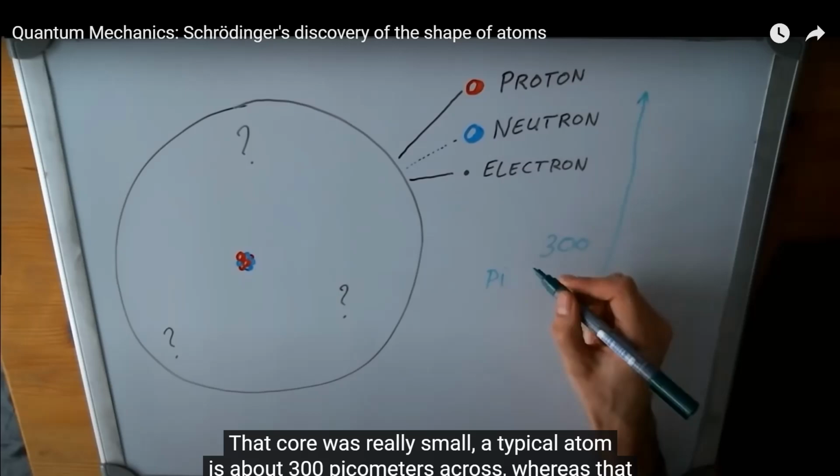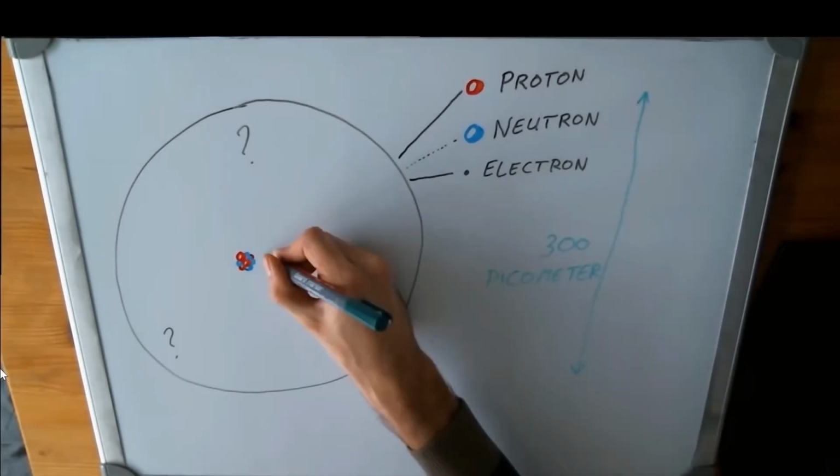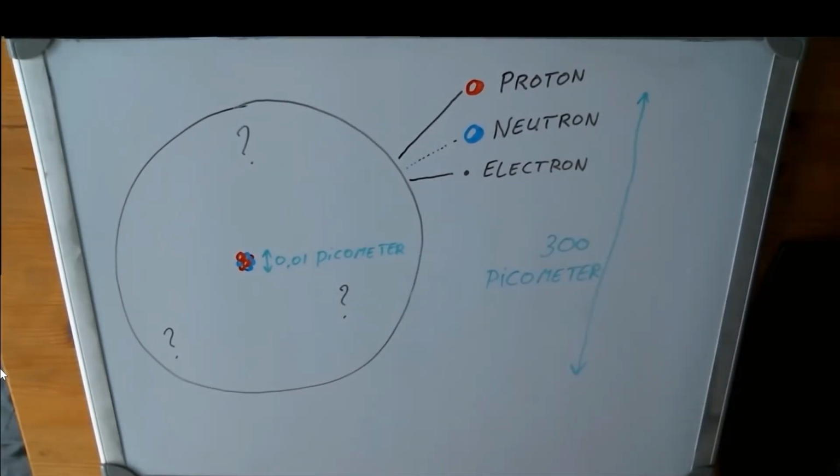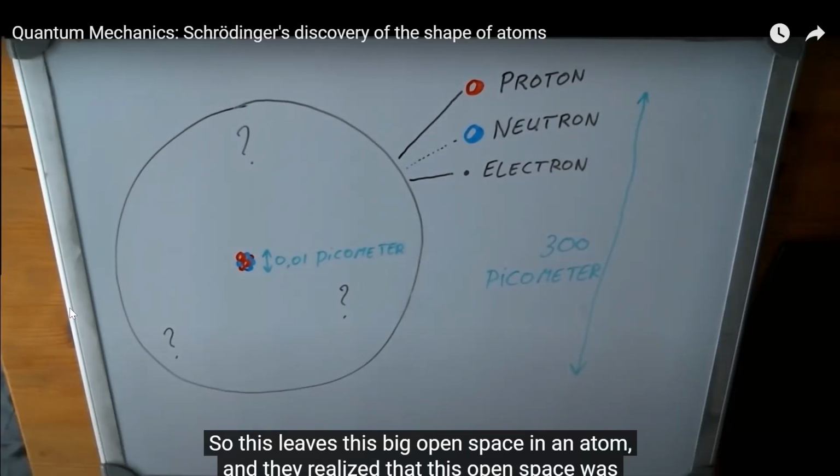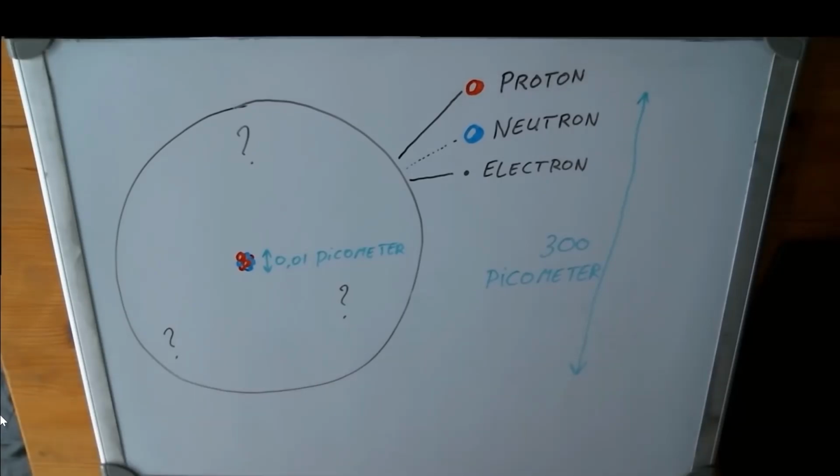And that's our nucleus. The core is typically 0.01 picometers. So the atom itself is 300 picometers, and 0.01 picometers is the nucleus. So that is about, let's see, 30,000 times smaller than the atom itself. Okay, 30,000 times smaller is the nucleus. That leaves a big open space in an atom, and they realized that this open space was going to be the domain of the electron. But what they didn't know was exactly how the electrons are filling this space.